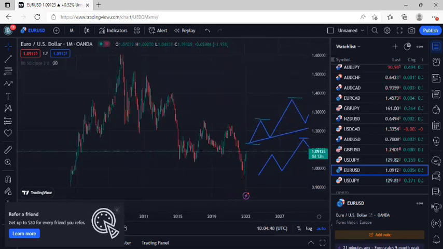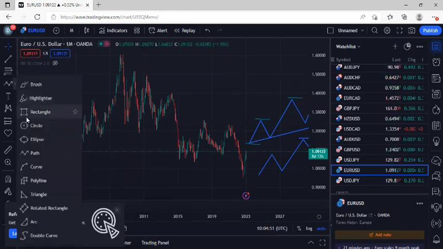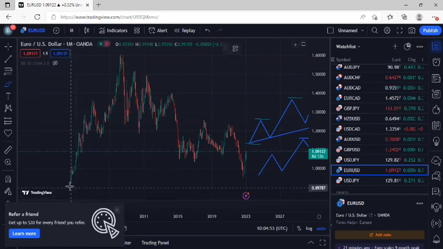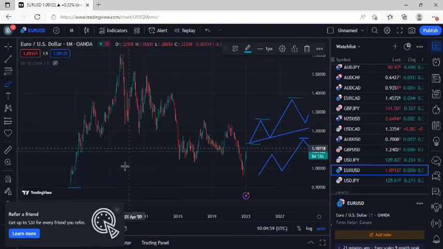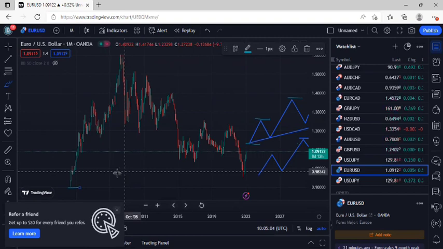So now, if you look at this, this is the beginning of this trend of this Euro USD. If you look at this, it started from here as the higher low. Now, how do we determine whether this Euro USD is in an uptrend or a downtrend?